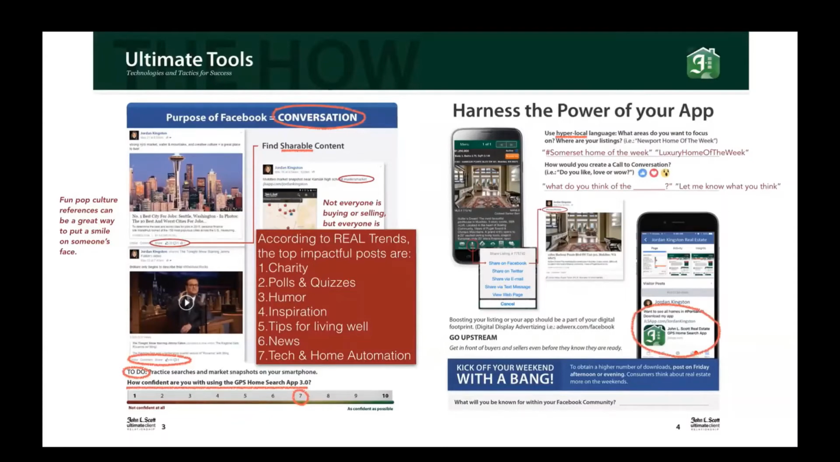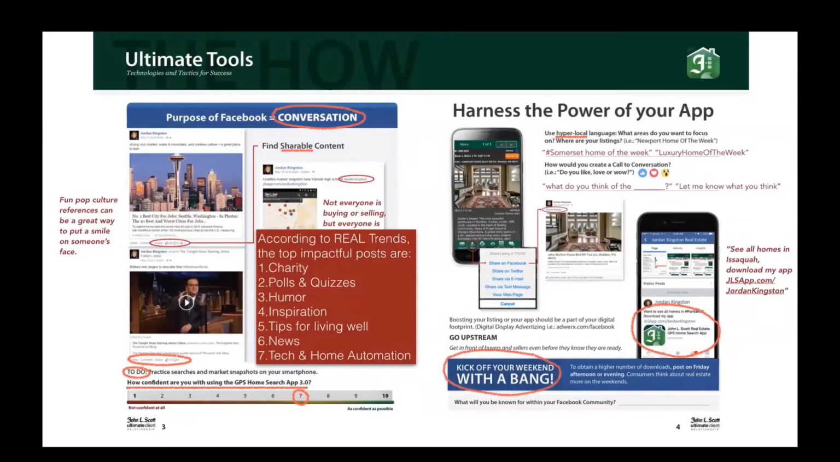And you're going to be looking at people from an upstream perspective. And what we mean by that is that you're getting in front of buyers and sellers before they even know they're ready. There's lots of data on this, and there are, again, videos in my desk that talk about that. Using hyperlocal language in asking people to download the app is really powerful.